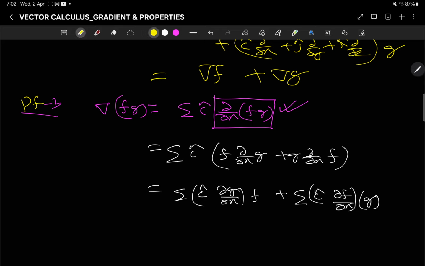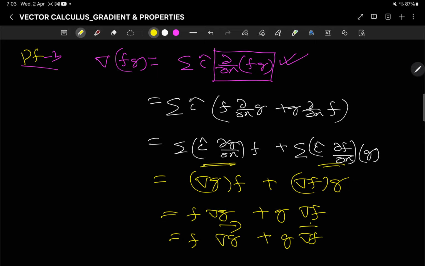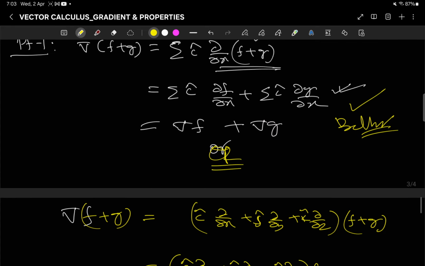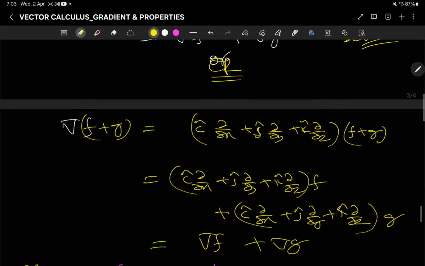So here this is grad f, this is grad g, and this is f, plus this is grad f and this is g. Or I can write f grad g plus g grad f, or if I want to put a vector notation, then also okay, g grad f, because grad f is itself a vector. So we may write like this. The proof of 2 is similar, proof of 3 I did, then proof of 4.